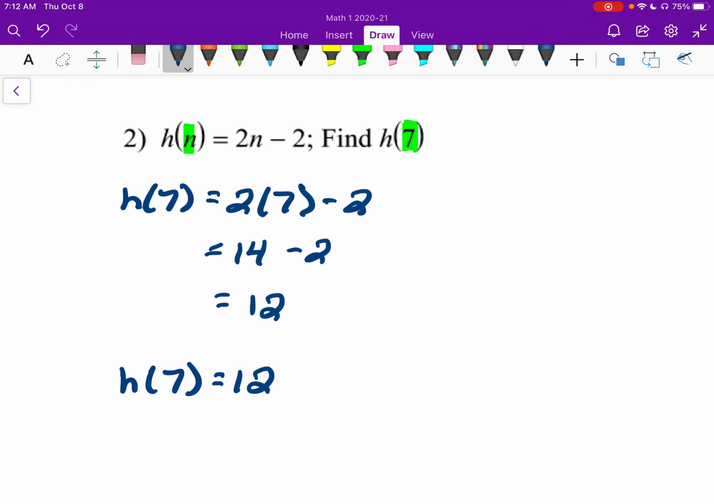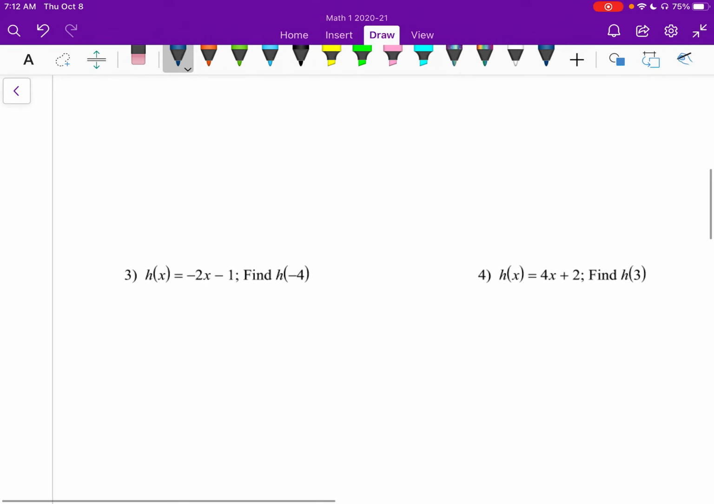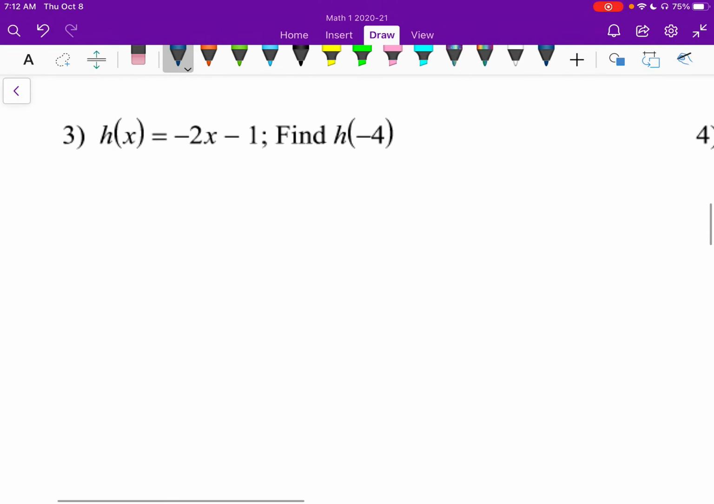And again, if we were to read this literally, what this says in math words, this says the function h, plug in 7, and you get 12, right? All right, let's look at the next one. Number 3, there's our h of x. See, our variable is now x. There's our x. And we want to find h of negative 4.